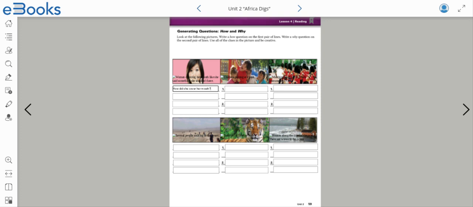My second question needs to focus on the why. Why did she cover her mouth? So I'm going to write that on the second pair of lines. Then I wonder what she did or what she saw that made her cover her mouth. She may have said something she didn't mean to say or seen something that startled her.